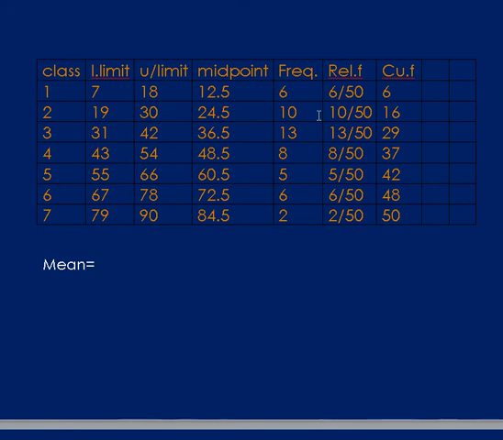The formula for the mean for group data will be the sum of the frequency times the midpoint x, divided by the sum of the frequencies. So there's a formula like this, which takes the frequency, multiplies it by the midpoint, which is x, and divides by the sum of the frequencies.